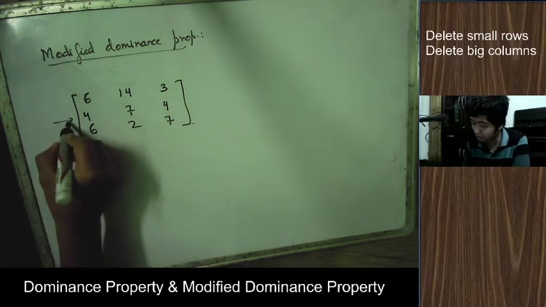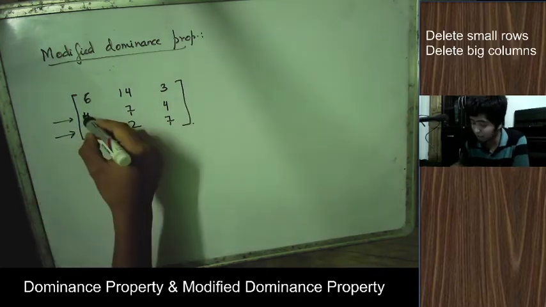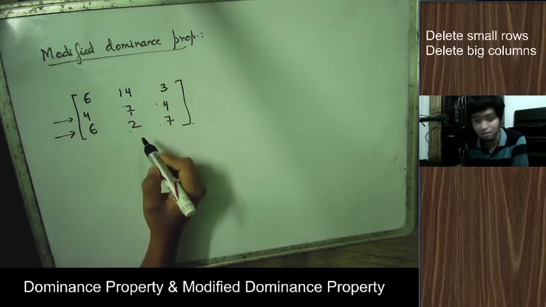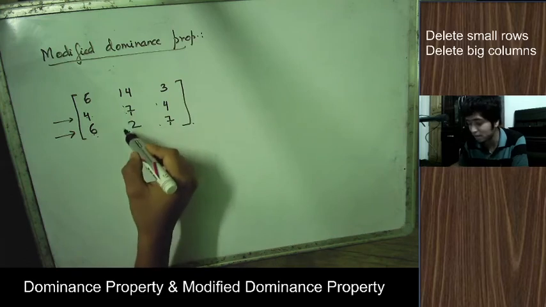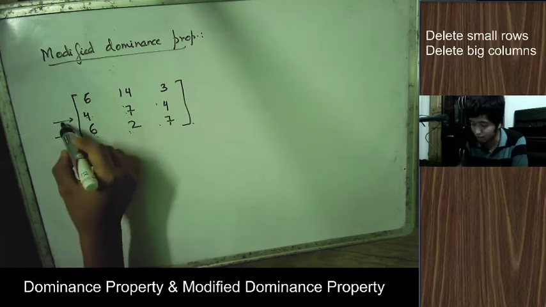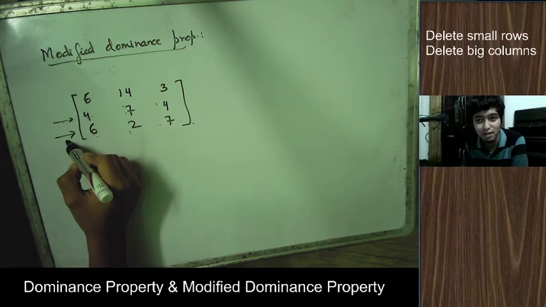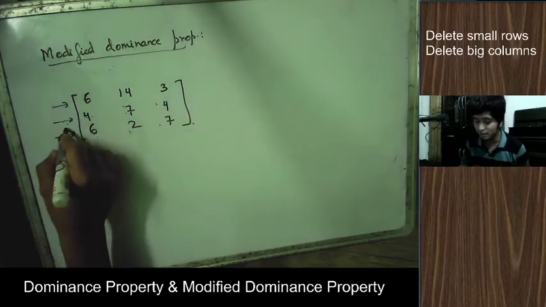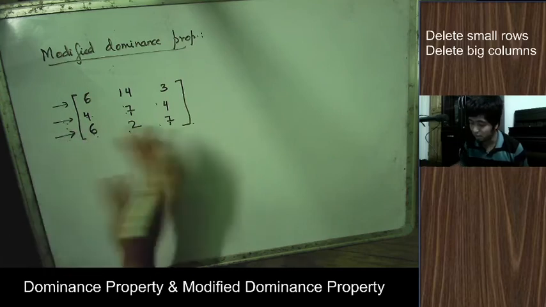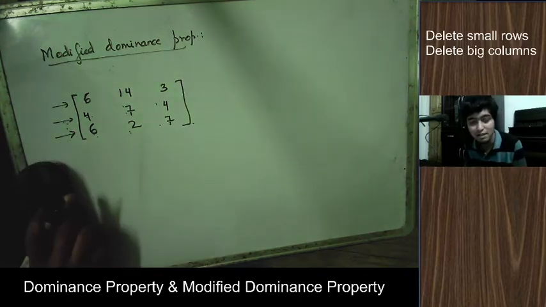If you are just using the dominance property, you cannot compare between this row and this one, because as you can see, this one is smaller than 6, whereas this one is greater than 2. So you cannot say which is the dominated row or the dominant row. Similarly, if you compare this one and this one, you cannot tell. Even if you compare between columns, it is very difficult.